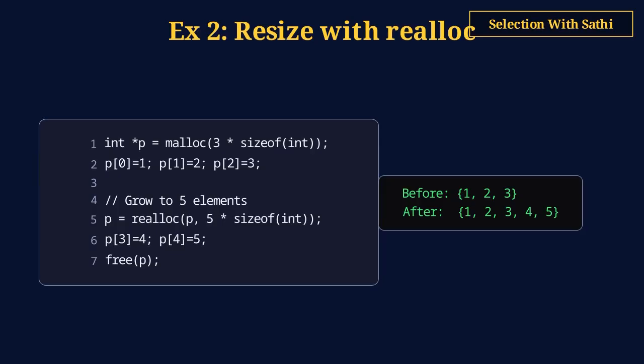So we store the result in a temporary pointer first, int *temp = realloc(r, 10 * sizeof(int)). If temp is not null, we update r to temp. If temp is null, the original r is still valid. The first 5 elements are preserved. The new elements 5 through 9 are uninitialized.